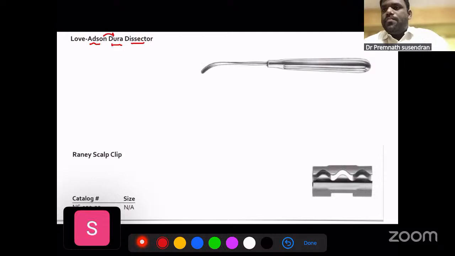It is simple: this is a handle, and this is your dissecting blade. It is mainly used to dissect the dura from the surrounding structures. And this is your Rani's scalp clip. This clip is mainly used to prevent bleeding from the scalp while going for the surgery. You have to apply this clip. This clip is called Rani's clip.